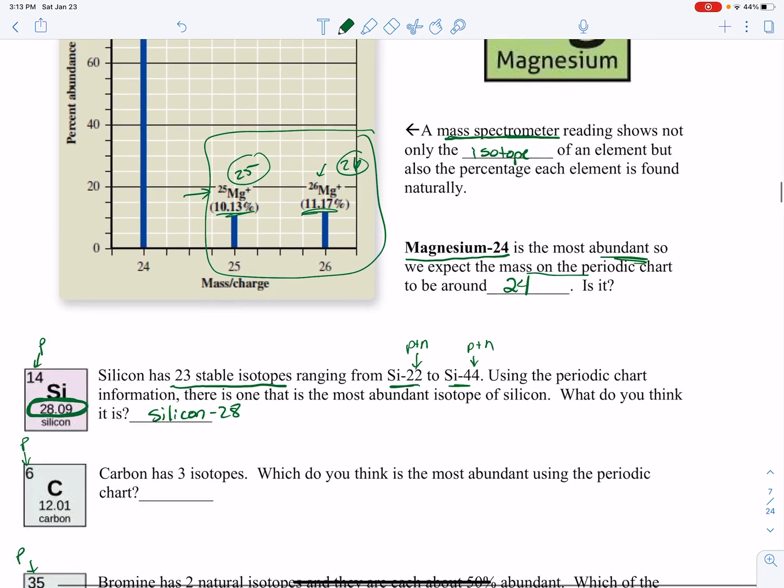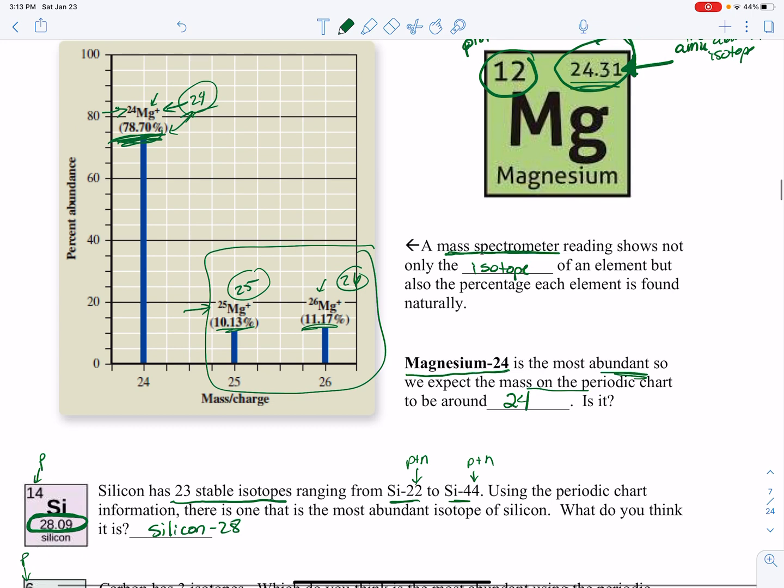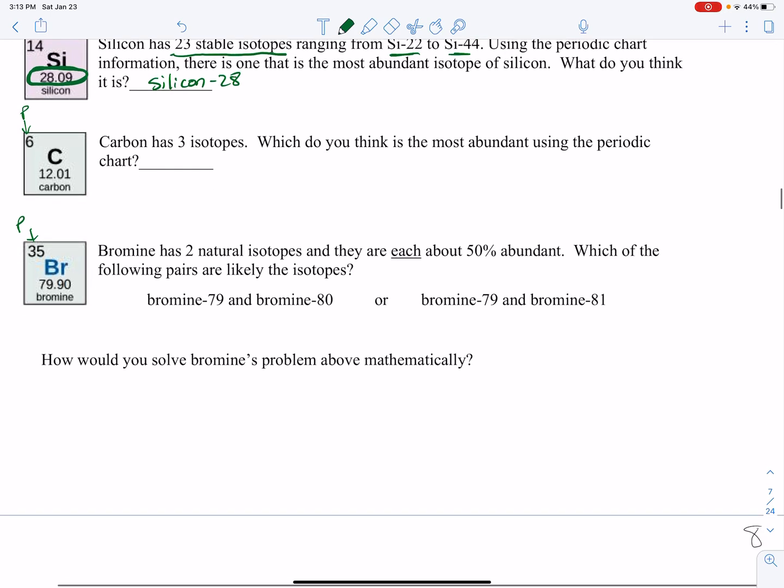Let's go back up here and look at it again. If we're looking at magnesium, remember magnesium 24 was the most abundant, and notice that this number rounds down to 24. So magnesium 24 is the most abundant isotope. On your own, figure out the most abundant isotope, and in this one there are two that are 50-50. Figure out which pairs are the isotopes. Remember, you're going to be rounding this number, and you're going to be rounding this number.